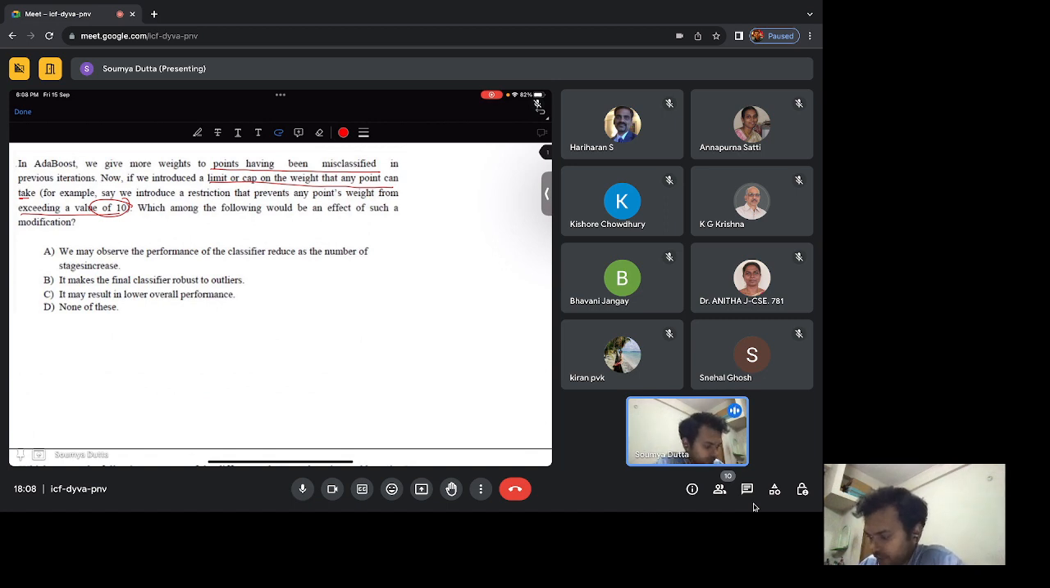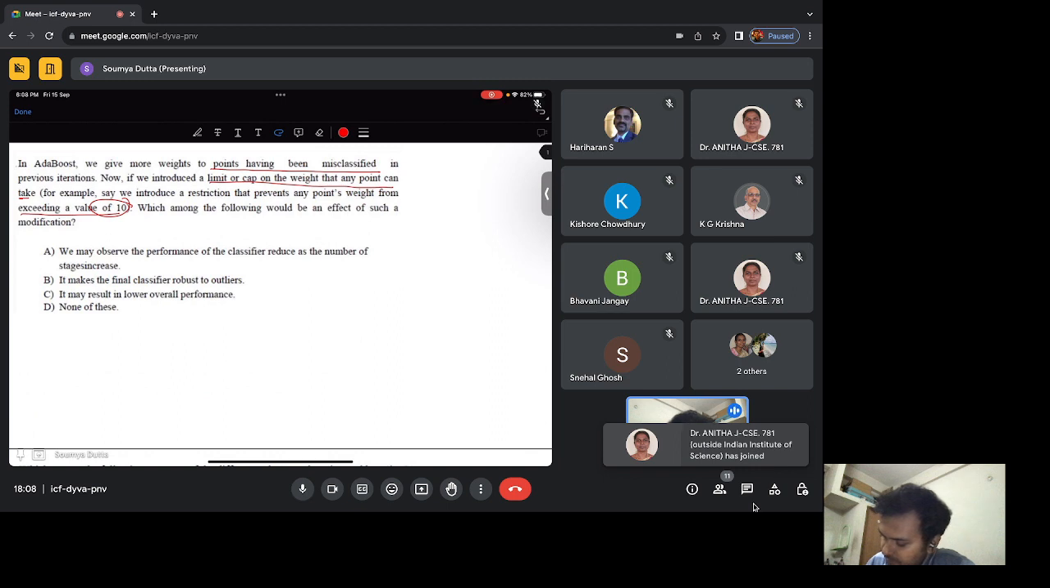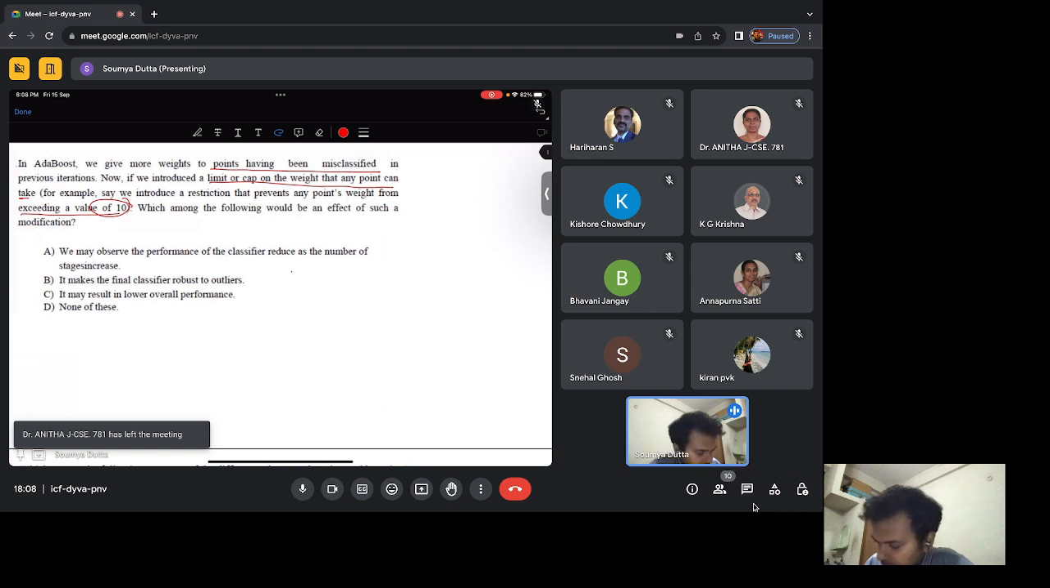So if you remember AdaBoost, what happens is we first give all of the samples the same weight. Suppose we have 8 samples, so all of them will be given a weight of 1 by 8 in the beginning. Then after running the algorithm for one iteration, you calculate the error, and based on that error you either upweight or downweight a particular sample. Specifically, if the sample is correctly classified, you downweight it, and if it is incorrectly classified, you upweight it. That is the way AdaBoost works.